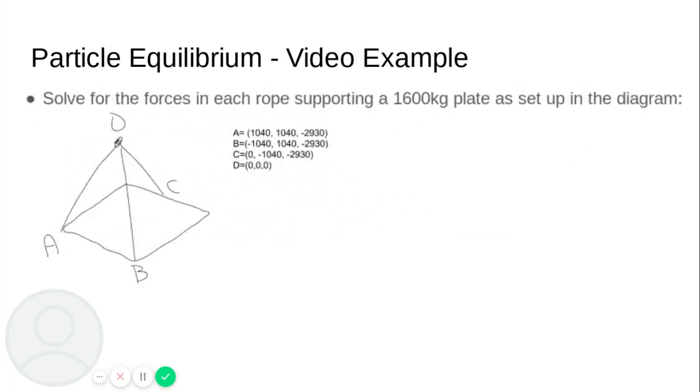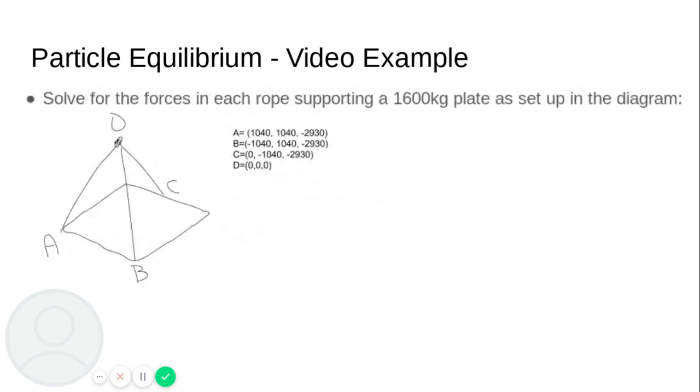So we're going to start with just a quick example. Actually, this one is a bit more in depth. So we want to solve for the forces in each of those ropes. So that would be AD, BD, and CD, where A, B, and C are the points on the plate. And these ropes are supporting a 1,600 kilogram plate. The coordinates are given and a diagram is drawn.